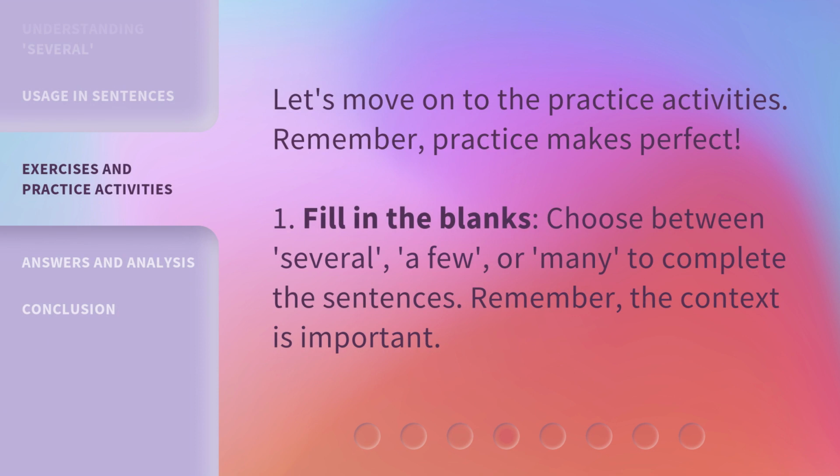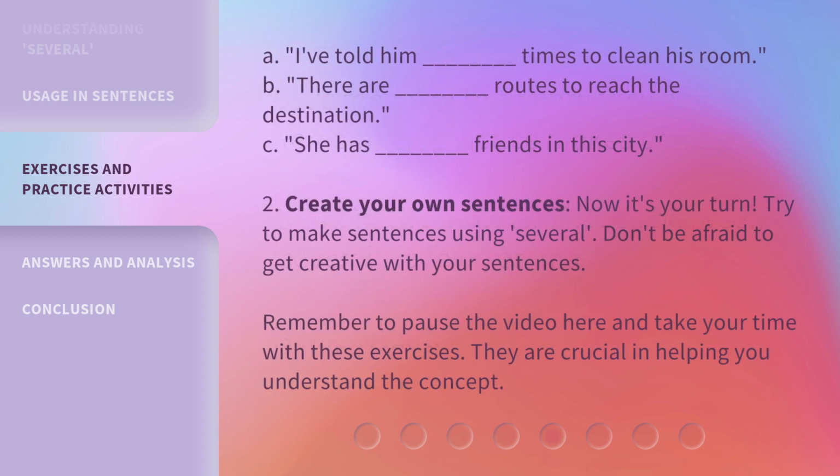Let's move on to the practice activities. Remember, practice makes perfect. One. Fill in the blanks. Choose between several, a few, or many to complete the sentences. Remember, the context is important. A. I've told him blank times to clean his room. B. There are blank routes to reach the destination. C. She has blank friends in this city.